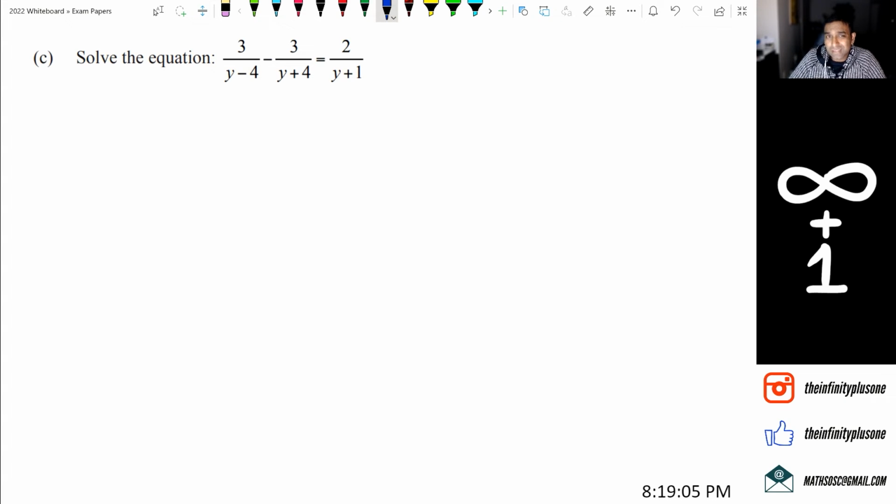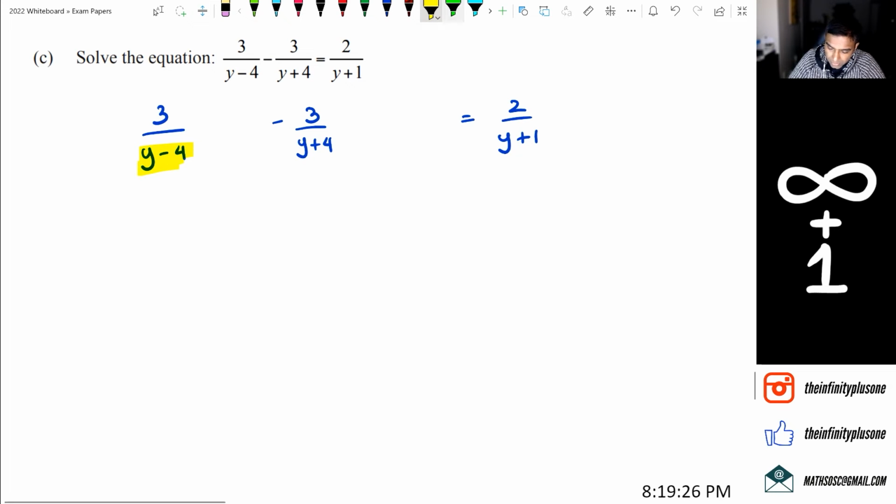One of the things that I tend to do is rewrite this, but with a little bit of extra space. So I do something like this. Let's go 3y plus 4 equals 2y plus 1. The reason I did this is because I can see that the denominator here is y minus 4 and the denominator here is y plus 4. So I want the two denominators to be the same, which means on that left-hand fraction, I need to multiply by y plus 4 in the numerator and denominator.